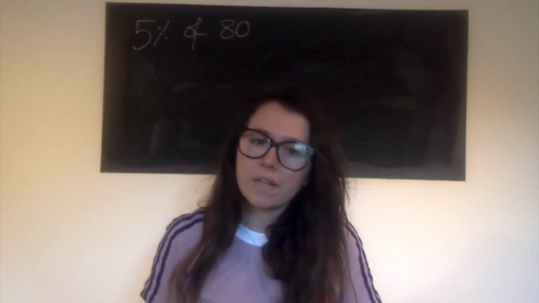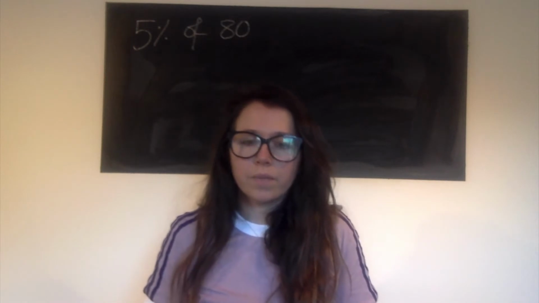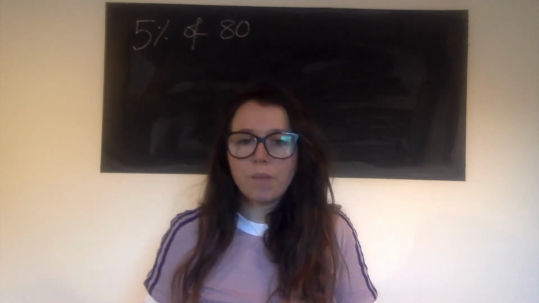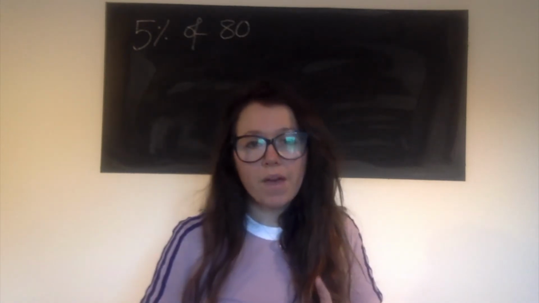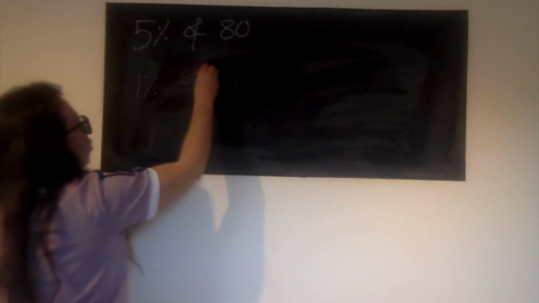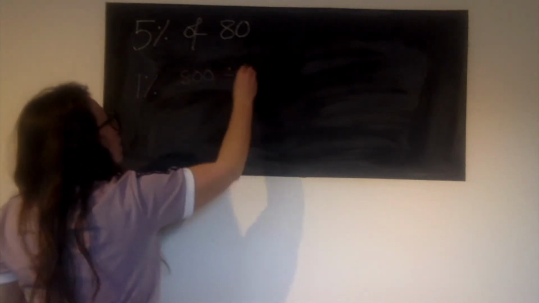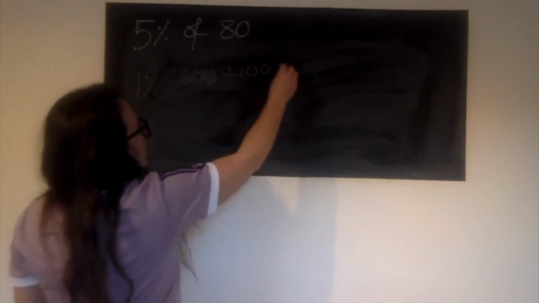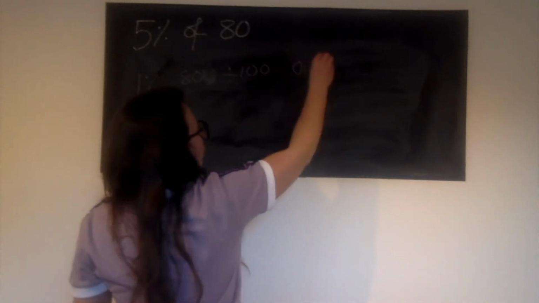Now let's move on to thinking about 5% of something. So last week Miss Smith gave you 2 methods to do this. The first method, so if we've got 5% of 80, one of the methods was to find 1% of 80. So let's think, we've got to do 80 divided by 100. Oh, I've got 800 there, sorry. 80 divided by 100, so we're moving it 2 places to the right, and that gives us a decimal, 0.8.